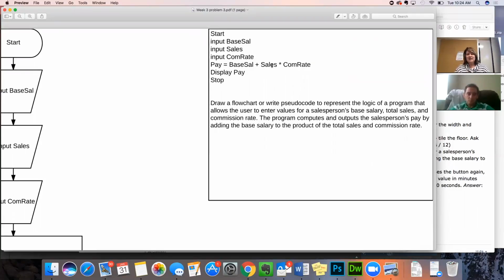Plus sales times commission rate. So in the order of operations, you wouldn't have to use parentheses. You might want to clarify which goes first because you want to be sure to multiply sales times commission rate first, right? And then add the base salary, and that would be the total pay. Then you would output or display the total pay and stop.